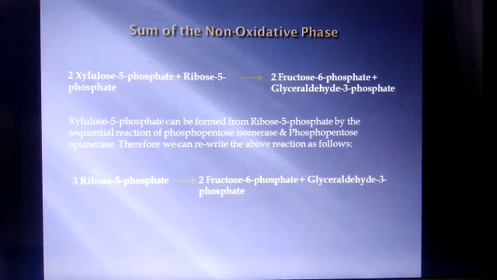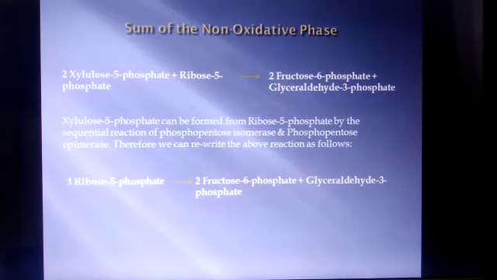Thus, excess ribose 5-phosphate formed by the pentose phosphate pathway can be completely converted into glycolytic intermediates. So it is very much evident that the carbon skeletons of sugars can be extensively rearranged to meet physiologic needs. That's all. Thank you.